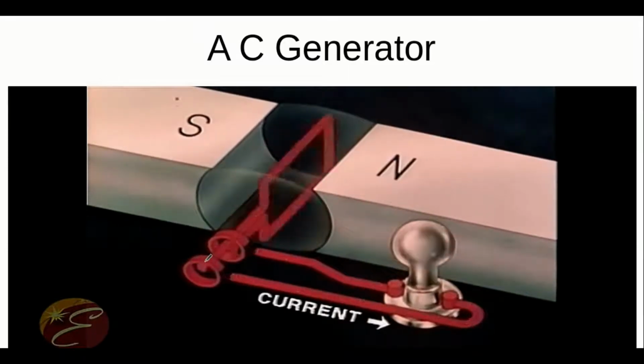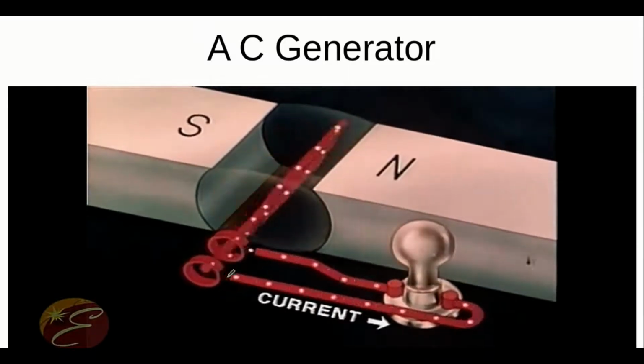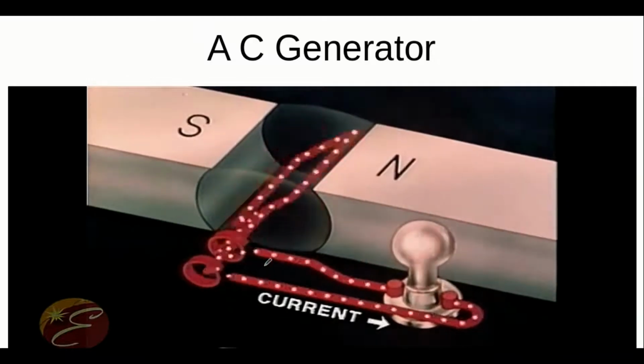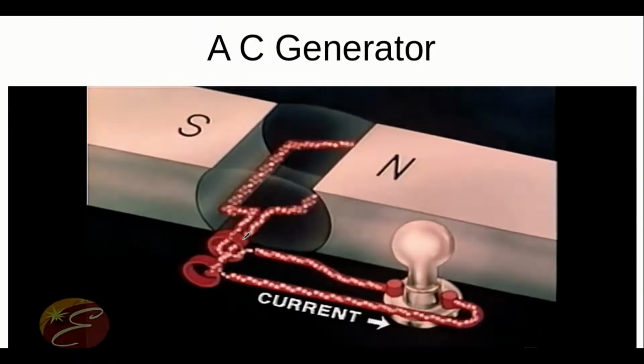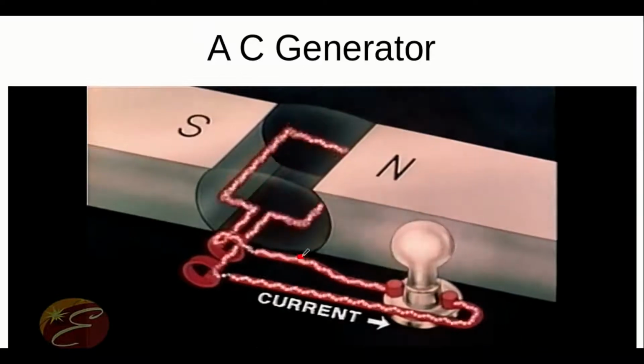One time the electricity will generate through this ring, the slip ring, and the second time the electricity will generate through the second ring like this.